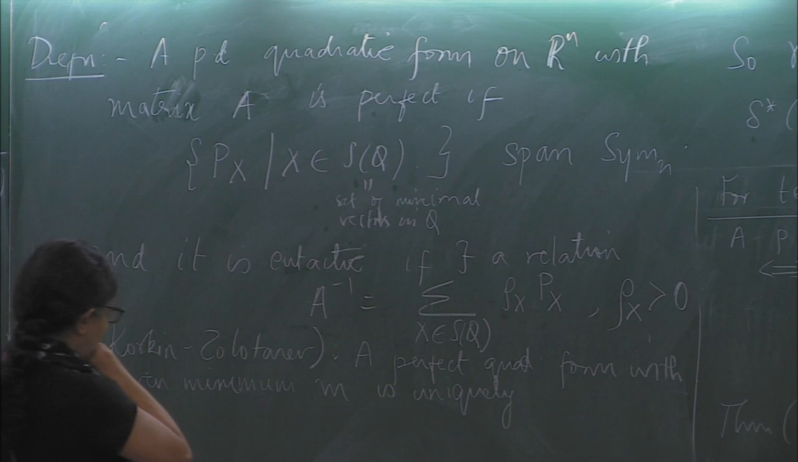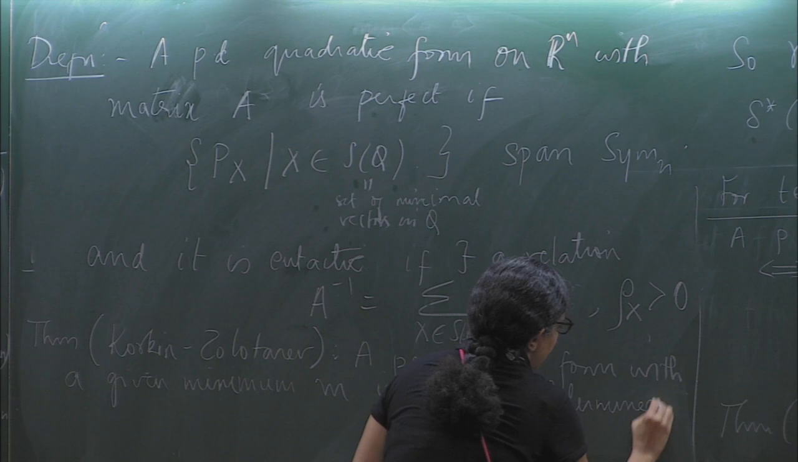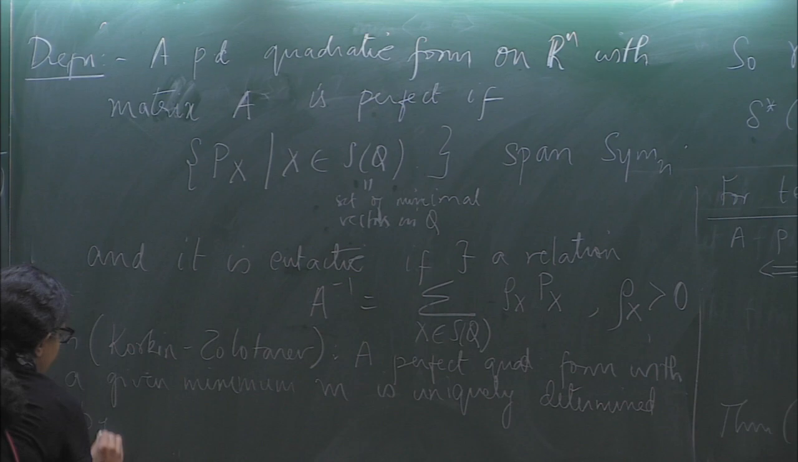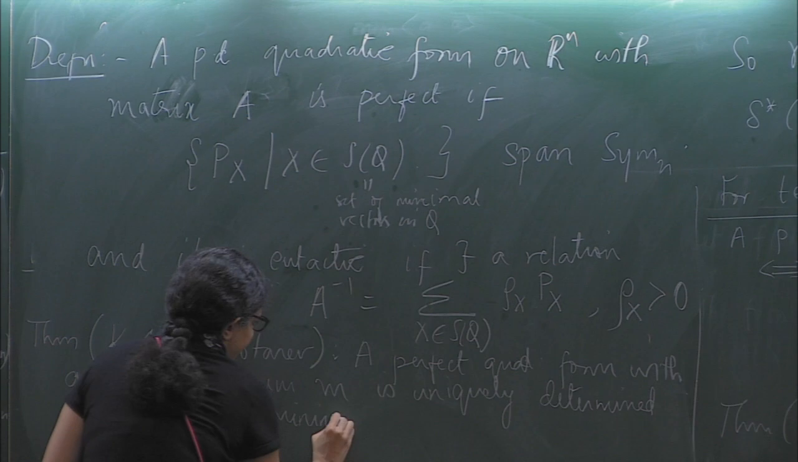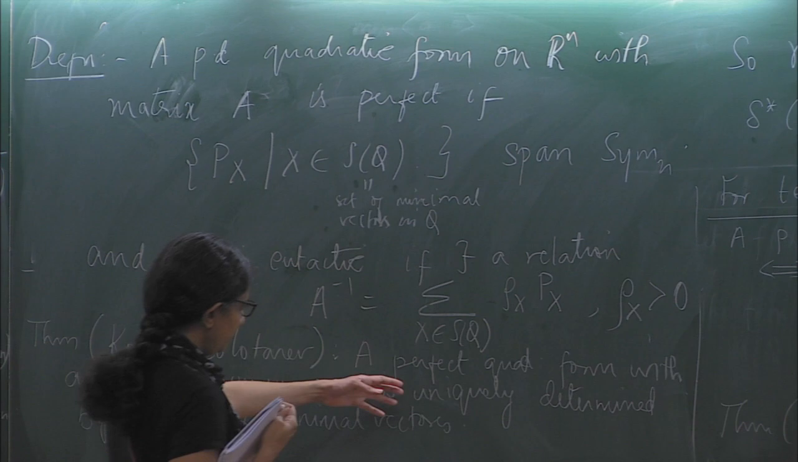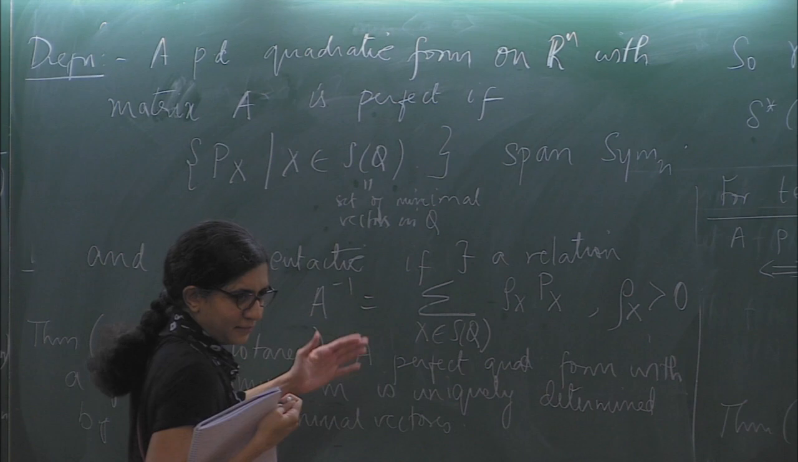I'll state it as a theorem, a Korkine-Zolotarev type statement. A perfect quadratic form with a given minimum M is uniquely determined by its set of minimal vectors. What this means is if you have two forms which have the same set of minimal vectors and the same M, then the forms are the same. So we'll prove this.